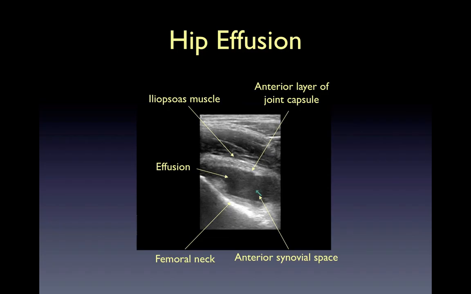At the bottom right, the anterior synovial space is labeled. And finally, at the bottom left, the hyperechoic femoral neck is labeled. The femoral head and growth plate are not seen in this image as they are out of view at screen left.